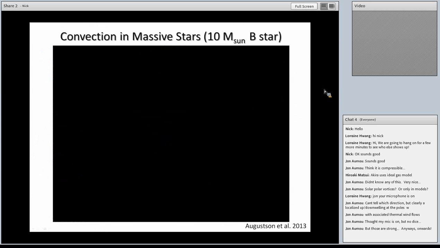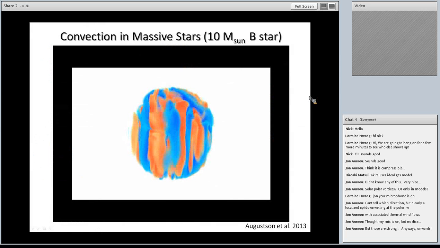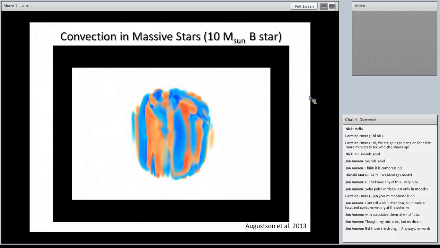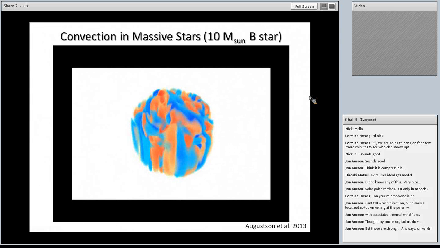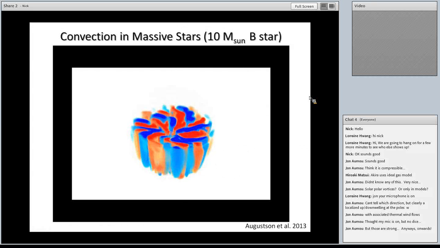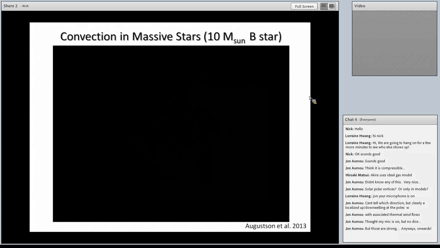This is just an example of a simulation by Kyle Augustson here at CU. This is showing what the convection looks like in a star, a B star, something that's about 10 times as massive as the Sun. This is showing radial velocities, so red is out and blue is downflows. And then he sort of cut the thing so you can see the structures that you get if you cut it at the equator. And this actually looks very similar to some of the things that you run across in geodynamo simulations.